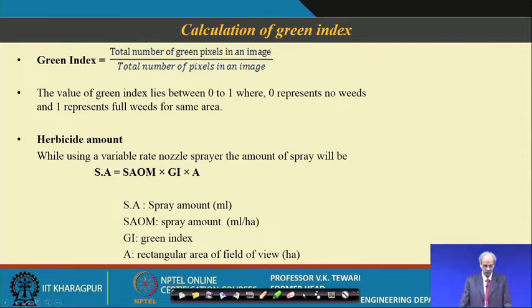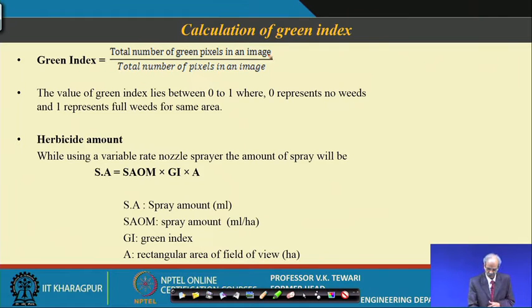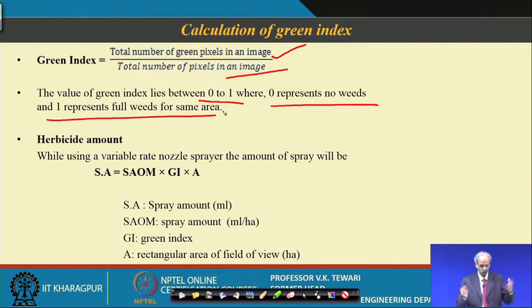Calculation of the green index: the green index is the total number of green pixels divided by the total pixels in the image, and the green index lies between 0 and 1, where 0 represents no weeds and 1 represents full of weeds in the same area.